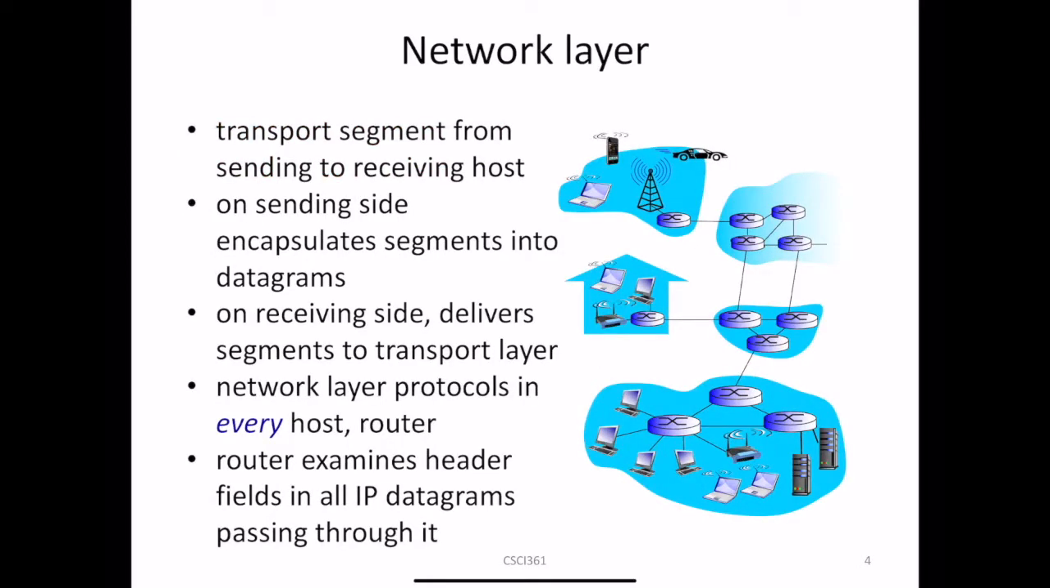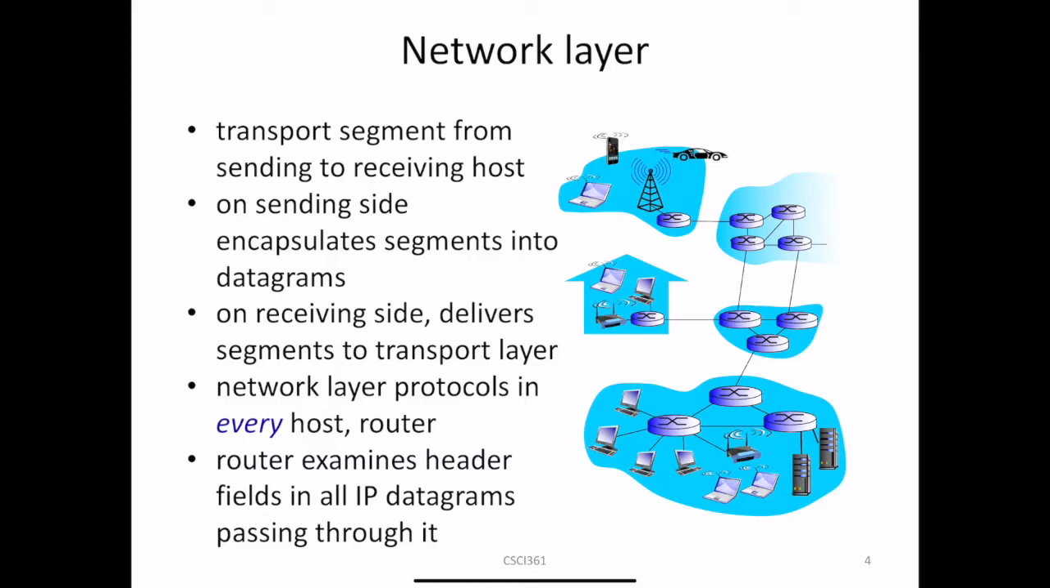The network layer will transport or forward the segment from the sending side to the receiving side. On the sending side, the network layer will add a network header to the segment to get a datagram, ready to send it out. On the receiving side, the network layer will deliver the segments to the transport layer after extracting the segments from the datagrams.